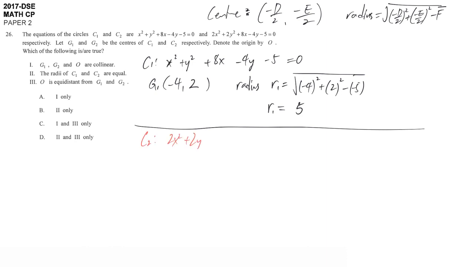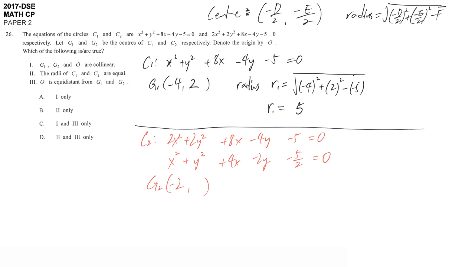2x squared plus 2y squared plus 8x minus 4y minus 5 equal to 0. A very important thing is this is not 1x squared, not 1y squared. So this is not standard format. It's not the standard format yet. If you need to use this formula, you have to ensure it is 1x squared and 1y squared. So we divide both sides by 2. Every term divided by 2. Then we transform it to the standard form. After that, we can use exactly the same method to get the center and the radius.